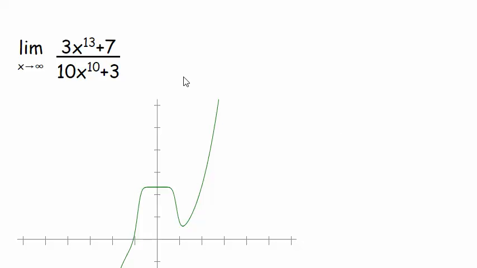Well, let's actually write this down. So we have 3x to the 13th plus 7 over 10x to the 10th plus 3. Alright, well, let's show that. So we have the limit as x is approaching infinity. What is happening to the y coordinate?